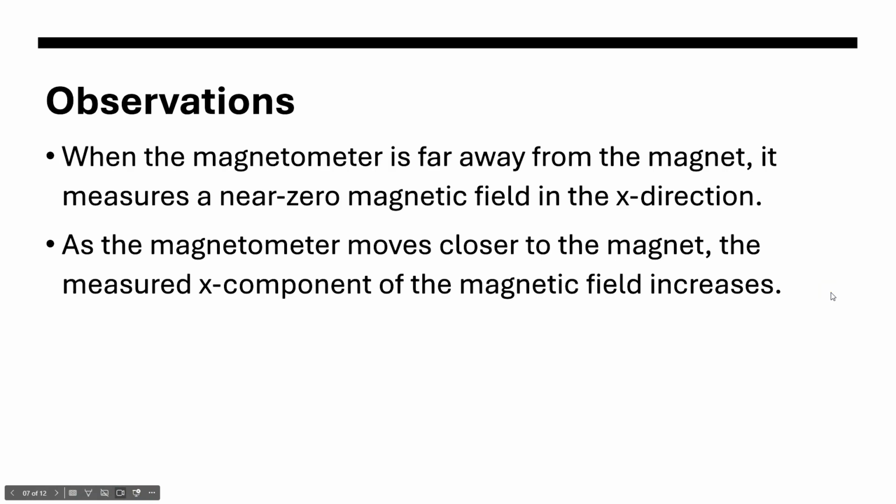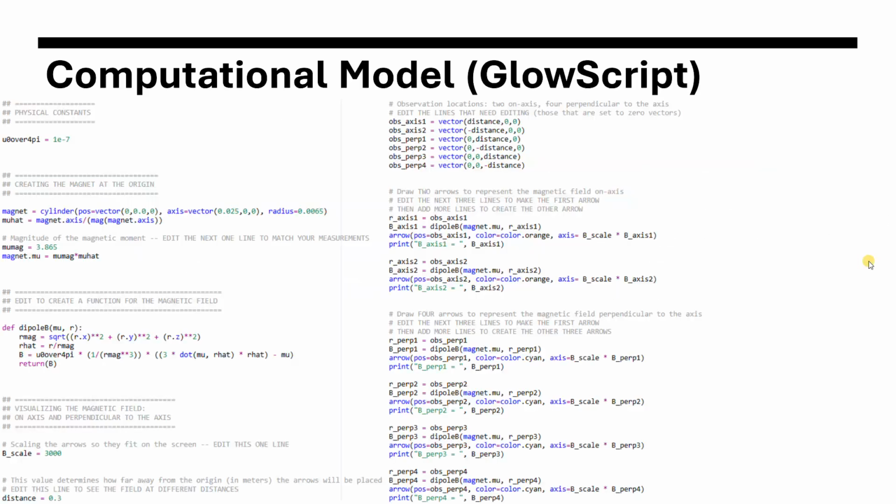And then some observations. The observations that we can confirm is when the magnetometer is far away from the magnet, it measures a near zero magnetic field in the x direction, and as the magnetometer moves closer to the magnet, the measured component of the magnetic field increases.